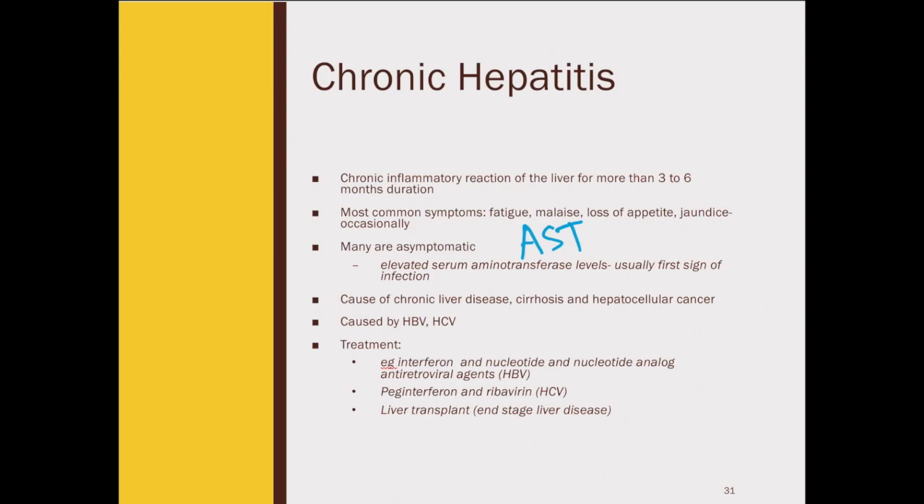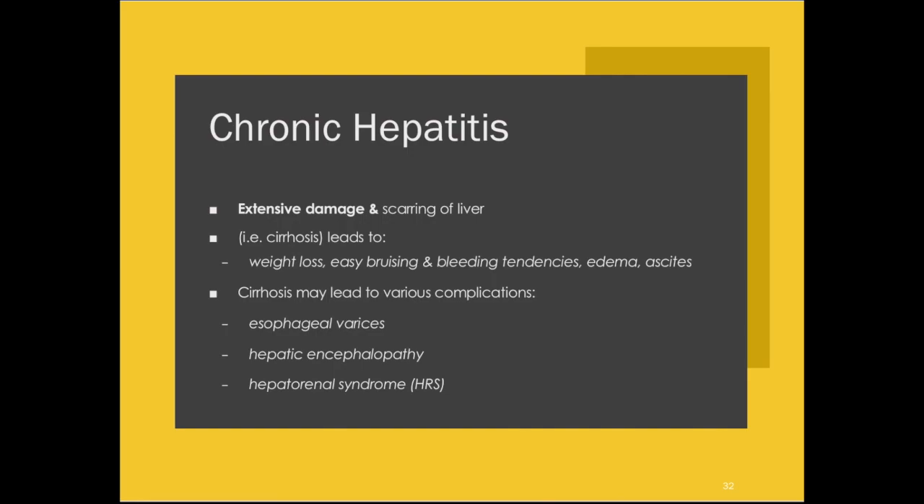Once you've had chronic hepatitis, meaning you've had hepatitis A, B, or C, and instead of going away, it has stuck around for 3 to 6 months, you are now at very high risk for chronic liver disease, cirrhosis, and hepatocellular cancer. Again, let's talk about these treatments a little bit later. In chronic hepatitis, you will often have extensive damage and scarring of the liver. When we have that scarring of the liver, that's basically what we call cirrhosis. We'll talk about cirrhosis a little bit more, but that's basically what it is.